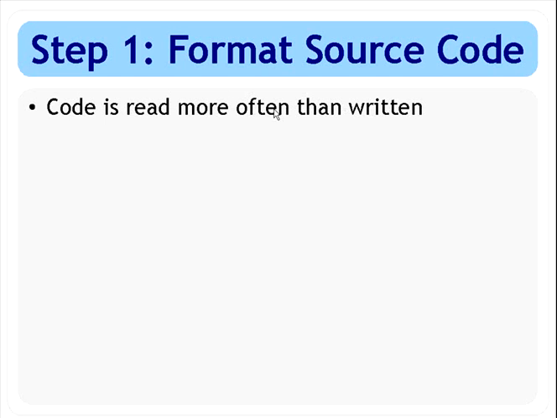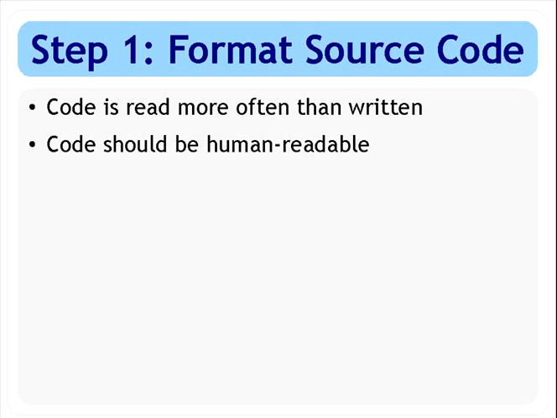Code is read more often than written. Usually you write it once and then you look over it 5 times trying to find the bug. So you have a read to write ratio of 5:1. You should spend some time making sure that the code is readable. And the code should be human readable.